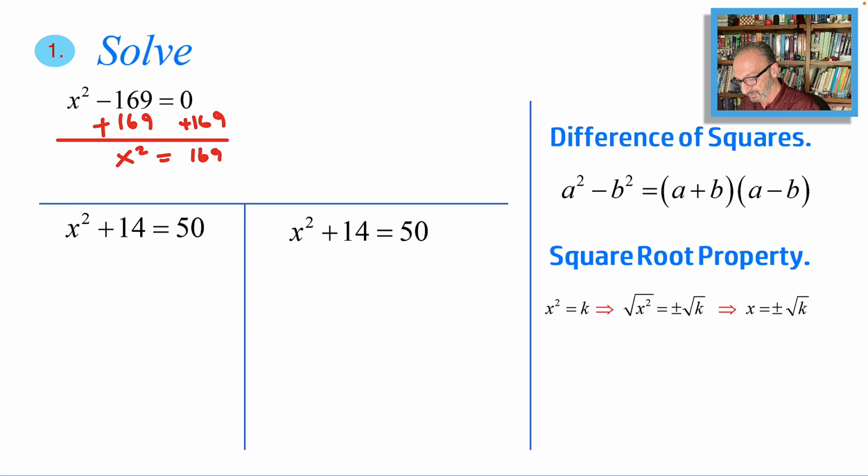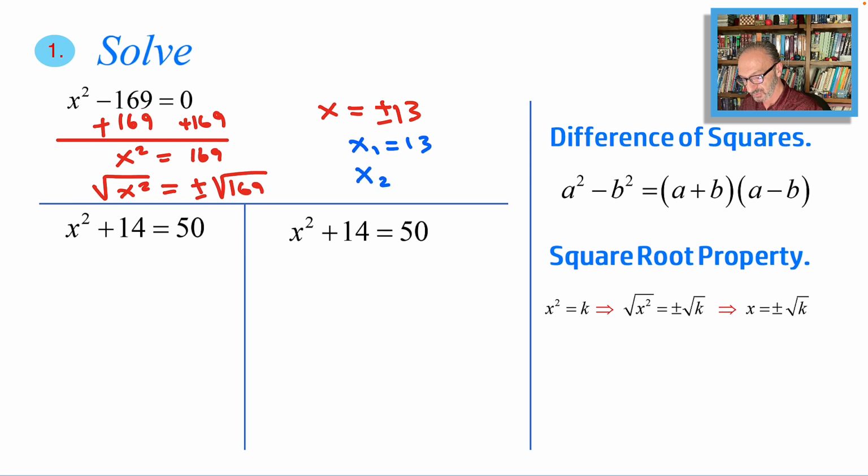We take the square root of both sides, and don't forget to add the plus minus. Left hand side becomes x, right hand side plus minus 13 for the square root of 169. So I have two answers. One of them is x1 equals 13 and x2 equals -13.